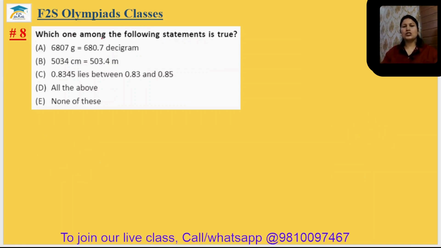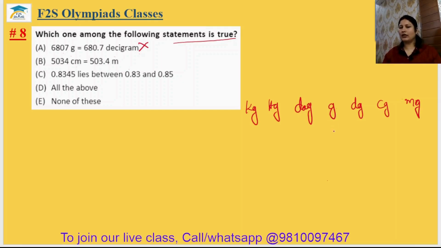8. Which one among the following statement is true? So gram to decigram, to find the conversion of the measurement, just I am writing all the measurement in a table, in a poetic way. So milli, it is gram. Milli, centi, deci, deca, hecto, kilogram. Okay. Now, this is the base unit. It can be gram, it can be meter, it can be your liter.